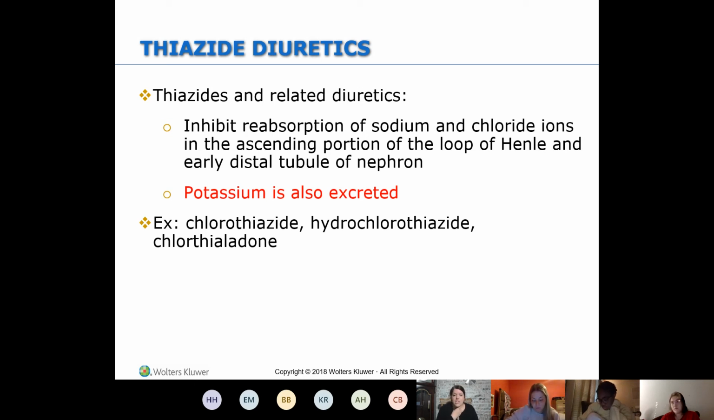Examples of those medications are chlorothiazide, hydrochlorothiazide. Have y'all heard of HCTZ? Hydrochlorothiazide is often abbreviated HCTZ. And chlorthalidone. We feel okay moving on?